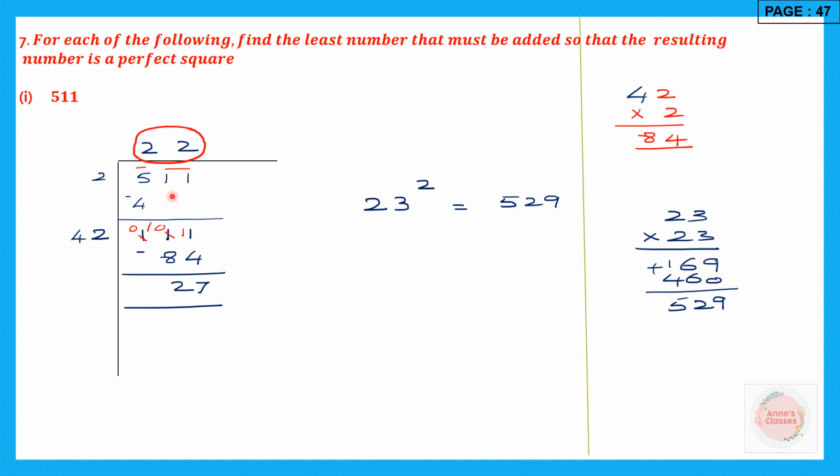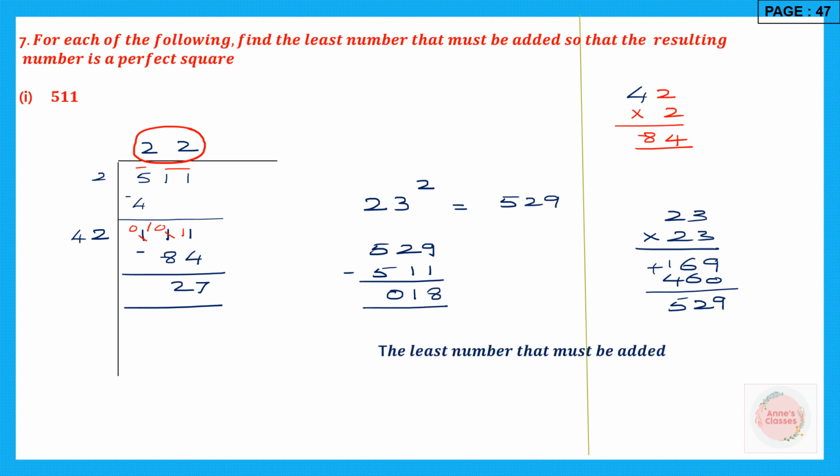So how to find out what is that number that we add to this? We take 529 and we subtract 511 from it. And what do we get? 9 minus 1 is 8. 2 minus 1 is 1 and 0. So the number that we have here is 18. If I add 18 to 511, I will get 529, which is a perfect square. The square root of this is 23. So the number that I must add is 18. The least number that must be added is 18, and this is my answer.